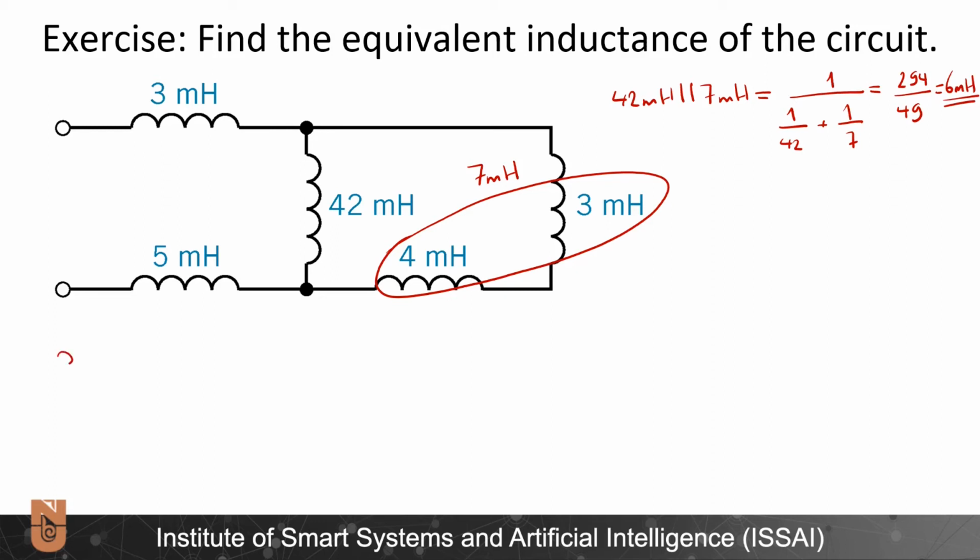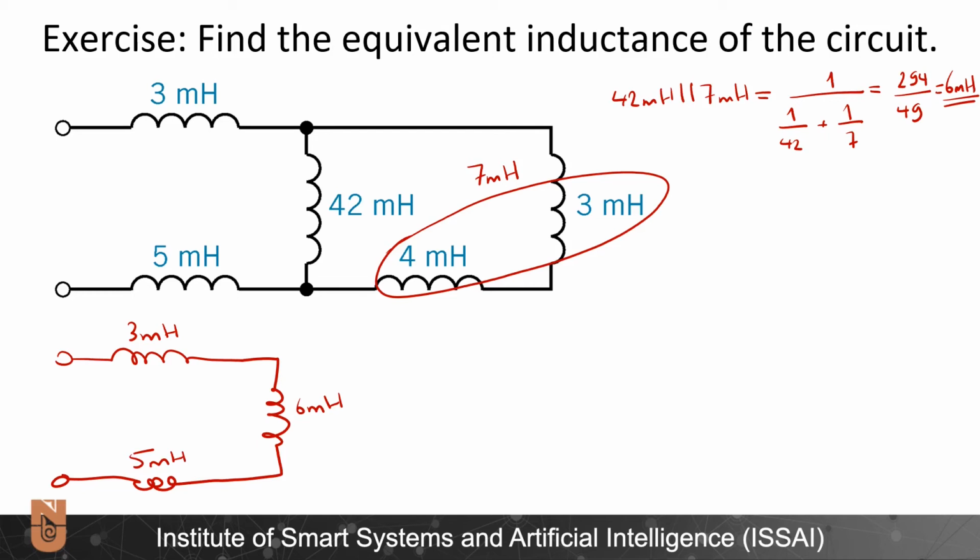So then my whole circuit reduces to 3 millihenries, 6 millihenries, and 5 millihenries, all of them in series with each other, and accordingly I will add these three values. 3 plus 6 plus 5, 14 millihenries. So basically the equivalent inductance value is L equivalent equals 14 millihenries for this question.